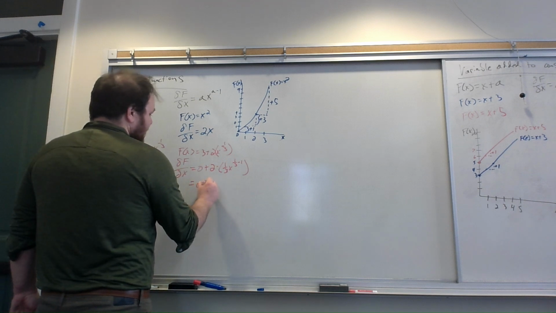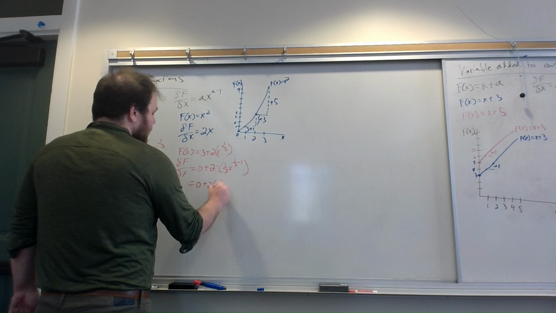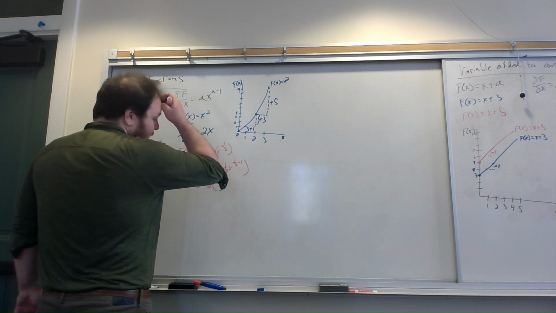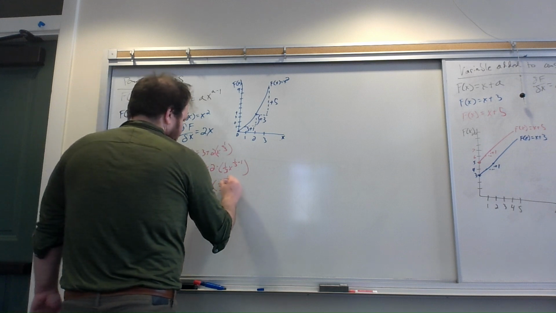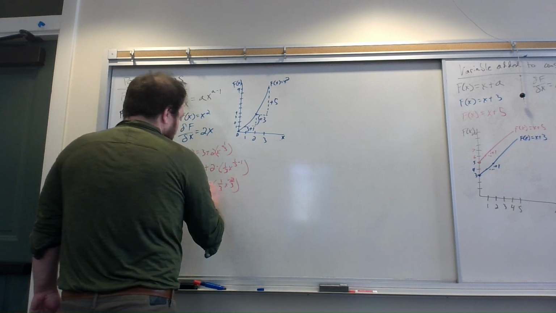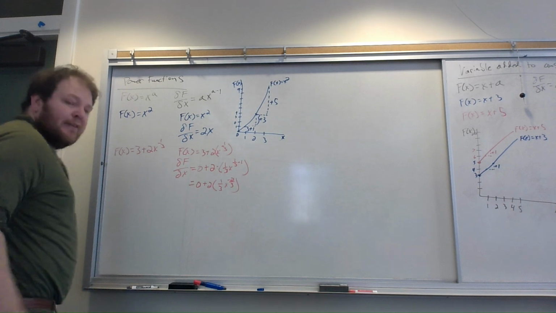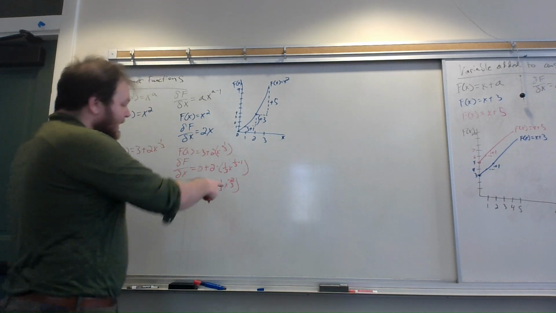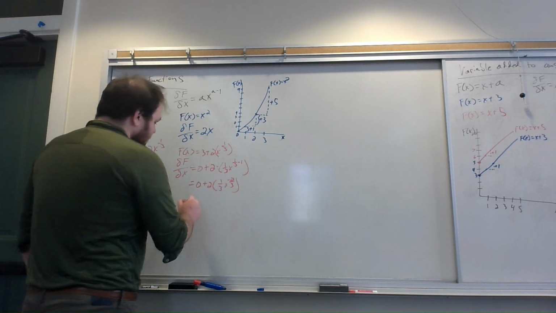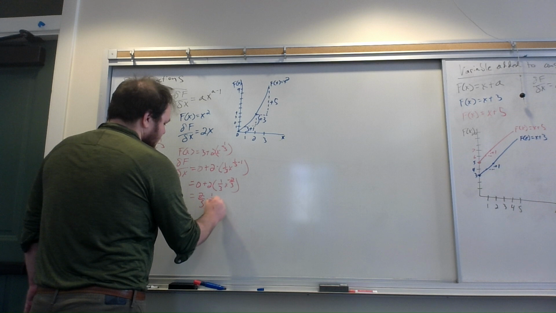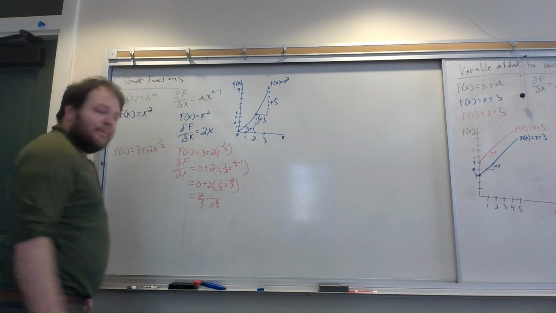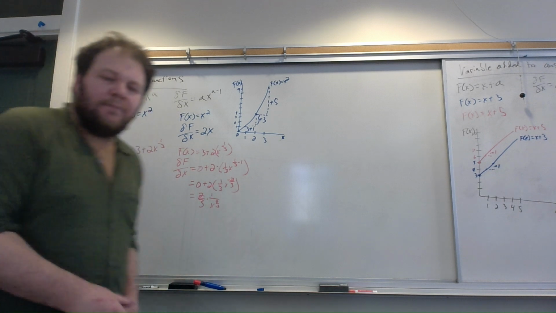So we can simplify this. We can say 0 plus 2 times 1/3 times, what's 1/3 minus 1? That's going to be negative 2/3. And if we want, something to a negative power is the same as dividing by the value to a positive power. So this could instead become 2/3 times 1 over x to the 2/3. All right, beautiful. So that's our power rule.